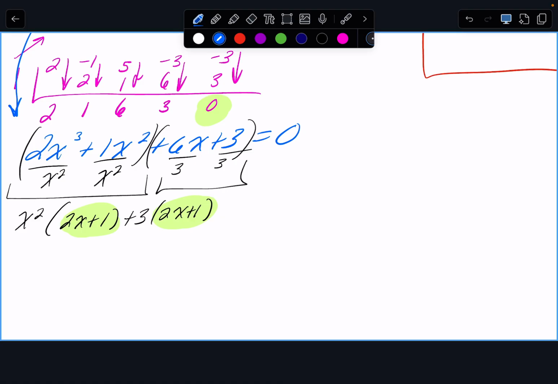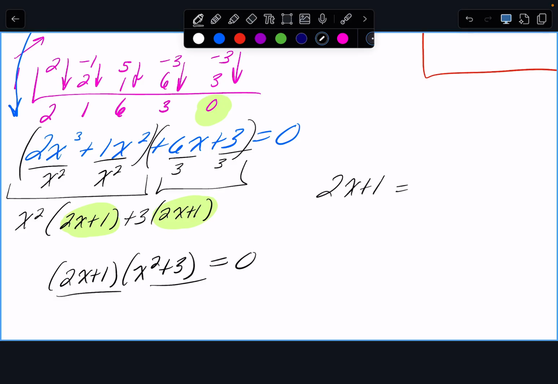So now we're like, okay, grouping did end up working. So we'll pull out 2x plus 1. Left is x squared plus 3. Now that we've got it down to linear and quadratic, we're set to finish. Set 2x plus 1 equal to 0. Set x squared plus 3 equal to 0, and then we'll solve for x.